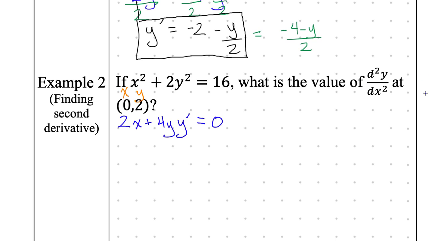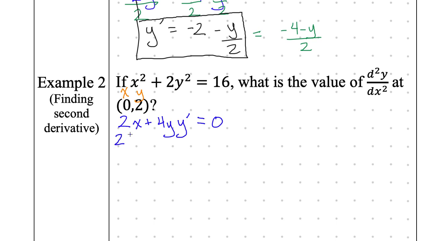Don't we need to find double prime? We will find double prime after we find y prime. Do we need double prime first? I don't know. We can find double prime immediately if you want. It doesn't really matter the order in which you do it, but I highly recommend isolating y prime before you find y double prime. But for now, I'm going to find exactly what y prime is equal to. You will see why we will need it in a second.